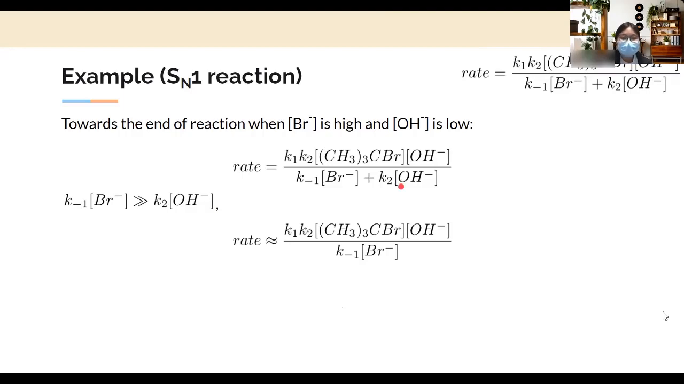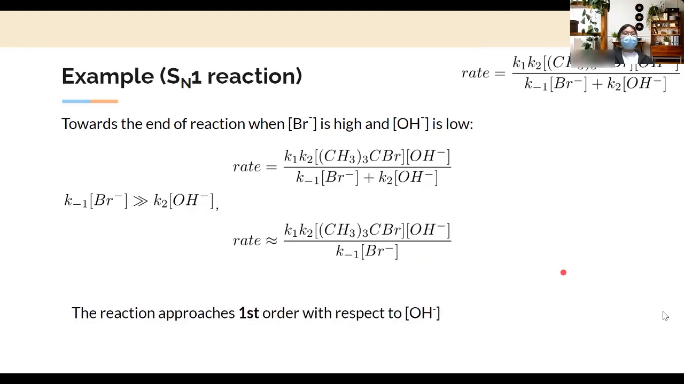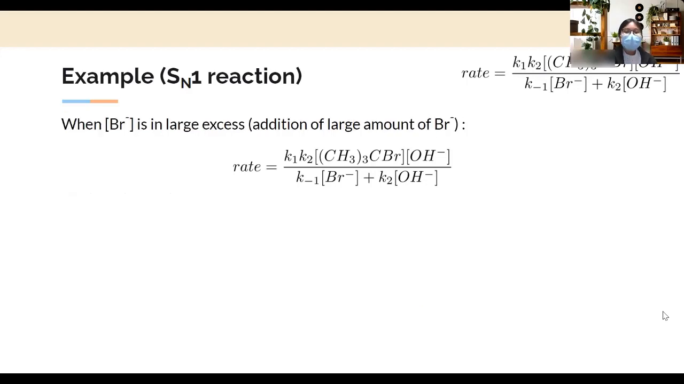So now instead of ignoring this term, we can ignore the term K2 times concentration of hydroxide ions, and then we'll get this approximation here. Hence, we can make the conclusion that towards the end of the reaction, it will approach first order with respect to the concentration of hydroxide ions. Now let's consider one last scenario. For some reason, we're deciding to add Br minus in large excess to the reaction mixture. So again, we consider this rate equation that we got.